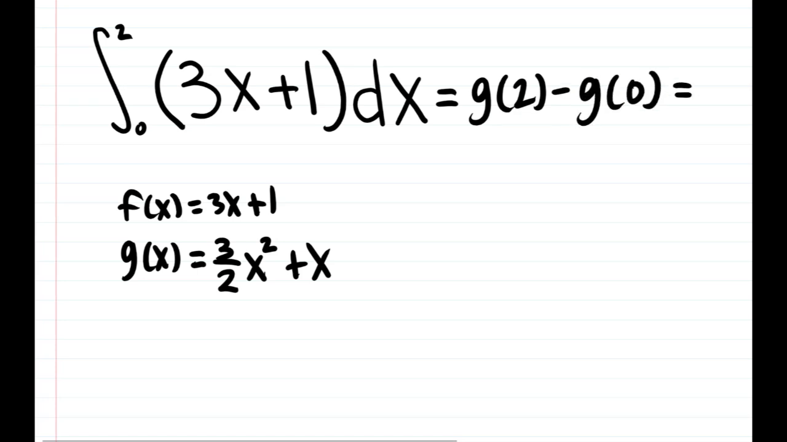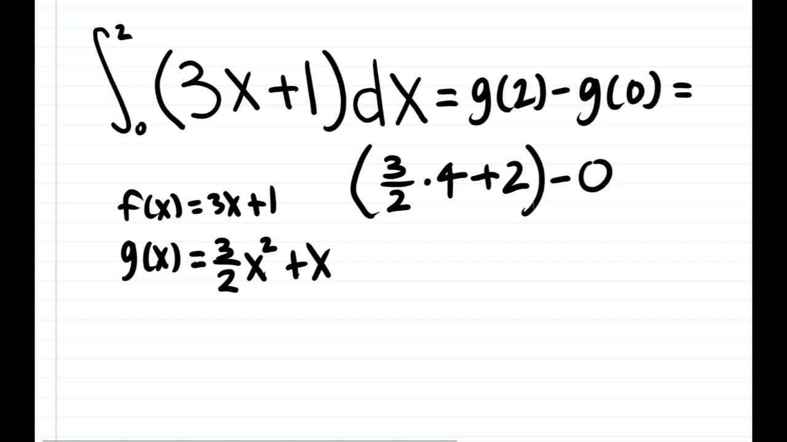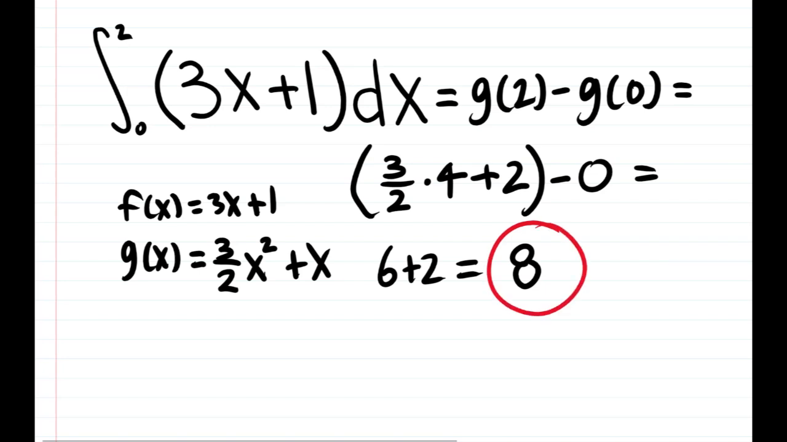And let's plug it in. So it's going to be 3 over 2 times 4 plus 2, minus 0. So it's going to be 6 plus 2, 8. So our final answer is 8. The reason you need to know the first fundamental theorem of calculus is for solving definite integrals, which is when the integral has a lower bound and an upper bound.